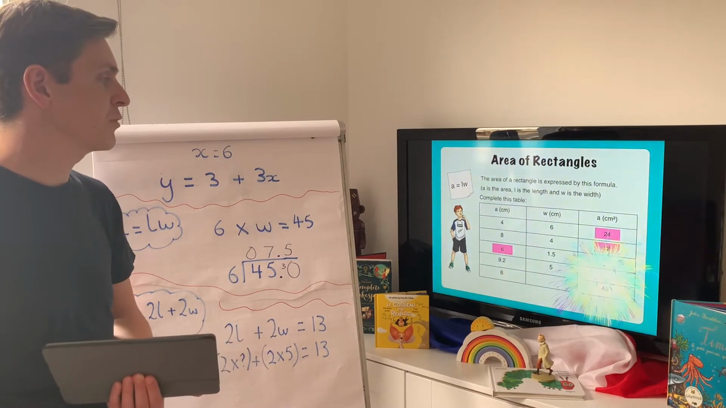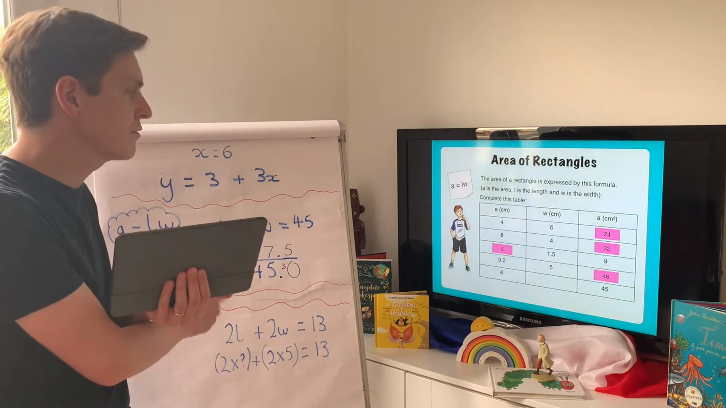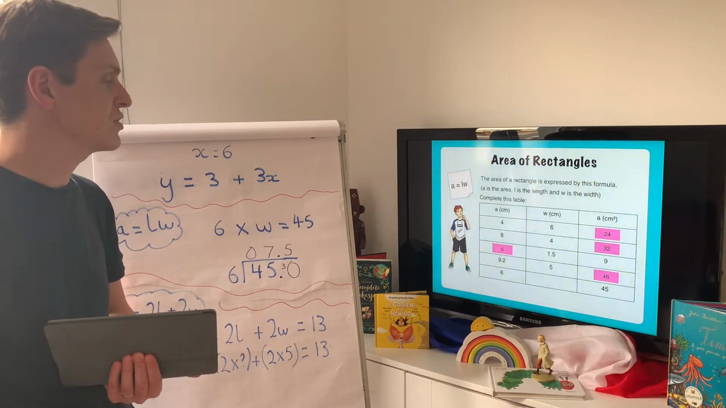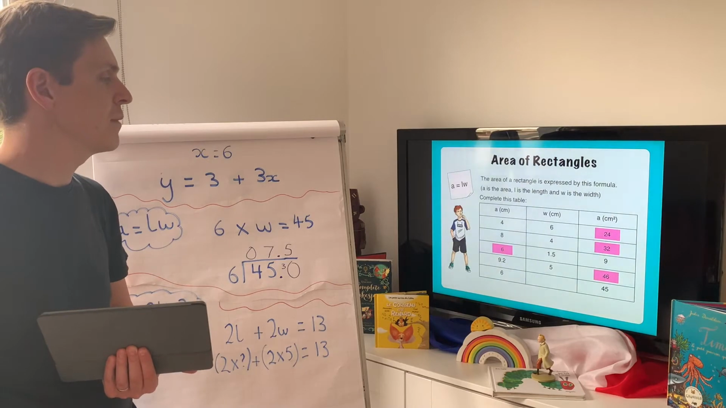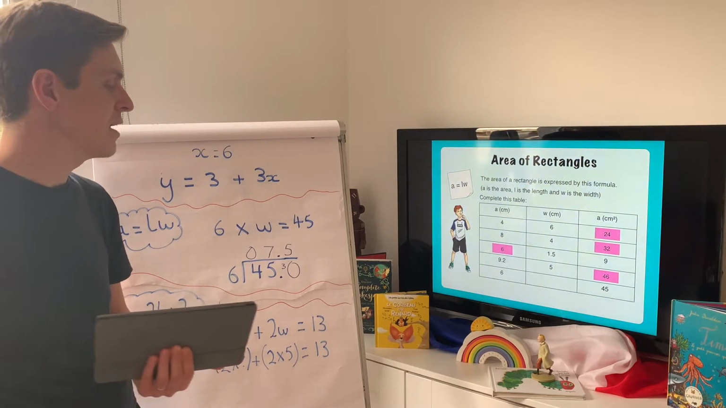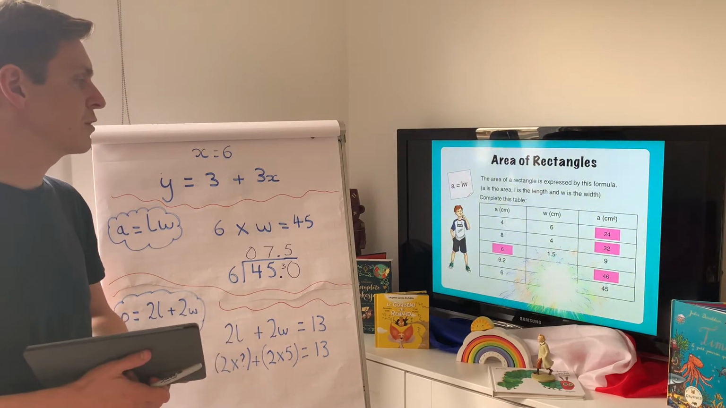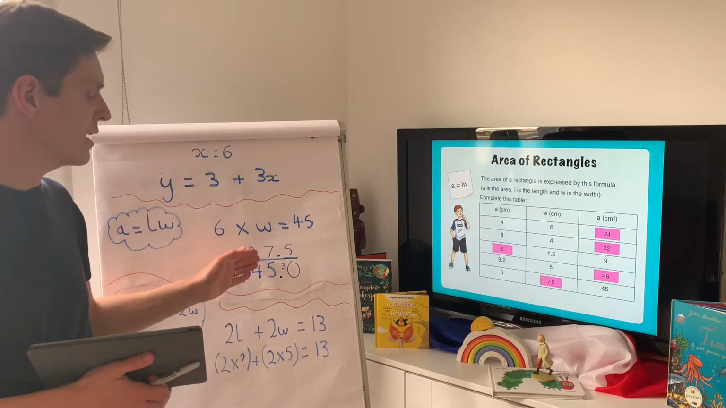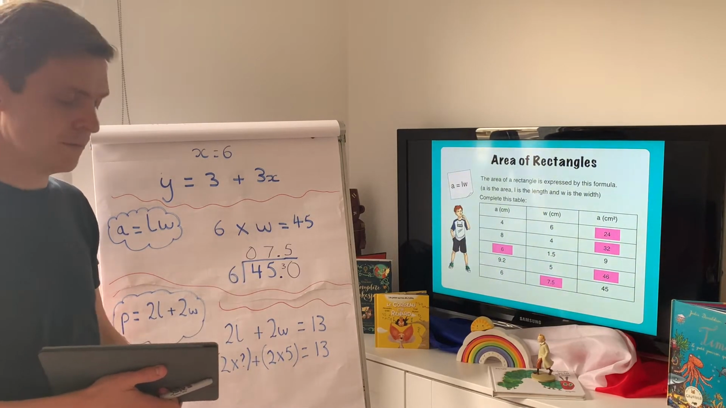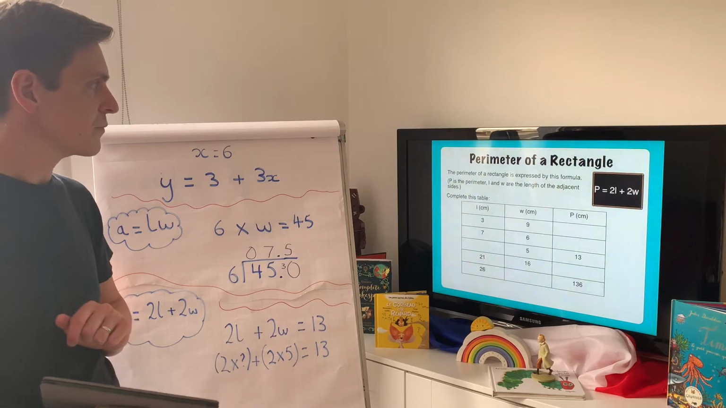5 times 9.2. Like I said earlier on, don't be afraid to just do a little multiplication here, 9.2 times 5, and work out the answer, and you'll get 46. And the last one I went through for you was actually quite easy if you take your time and work it out. Right, let's move on to perimeter.